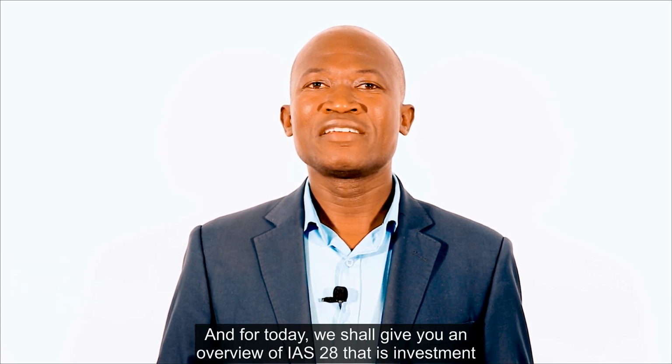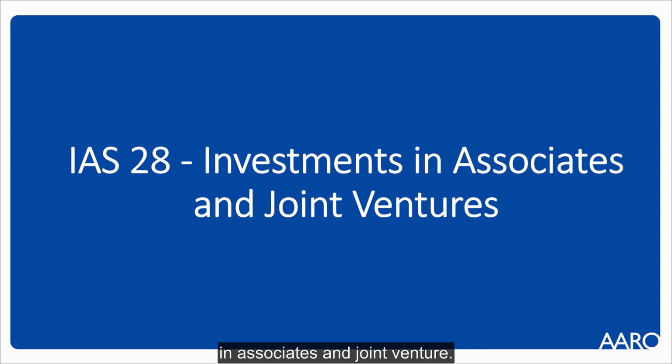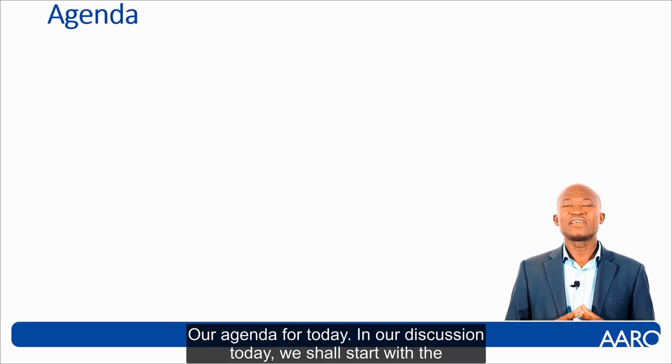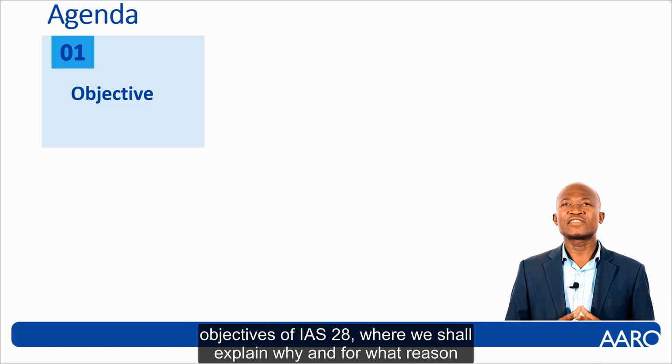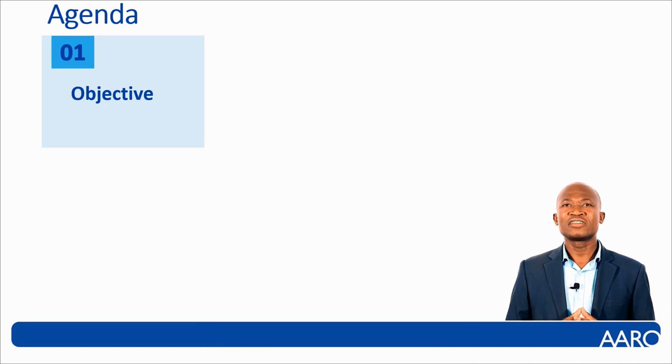And for today, we shall give you an overview of IAS 28, that is investment in associates and joint venture. Our agenda for today. In our discussion today, we shall start with the objectives of IAS 28, where we shall explain why and for what reason this particular standard was brought about by the International Accounting Standards Board.